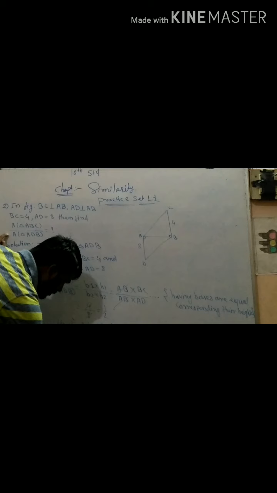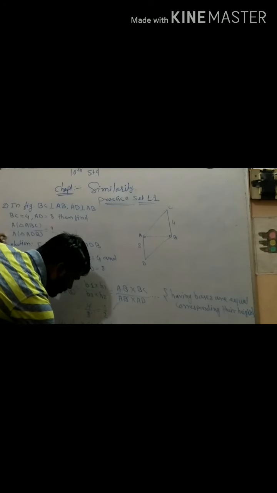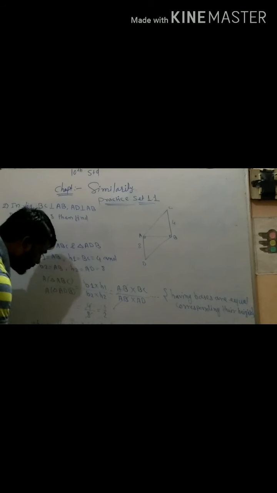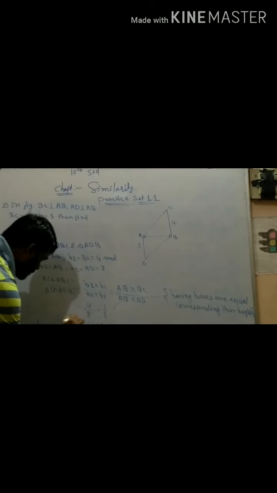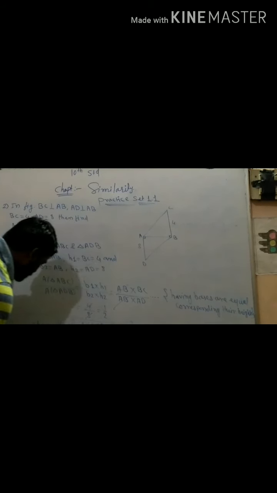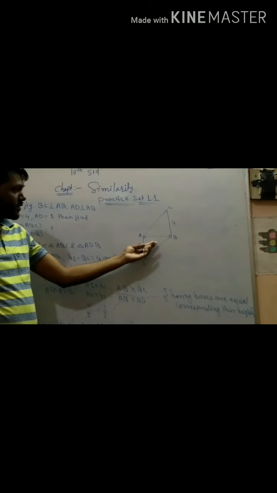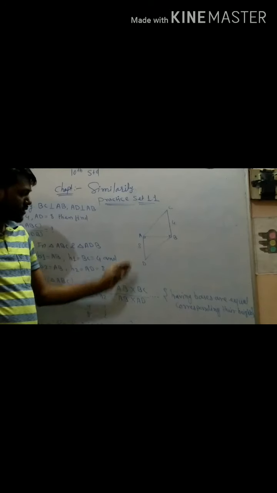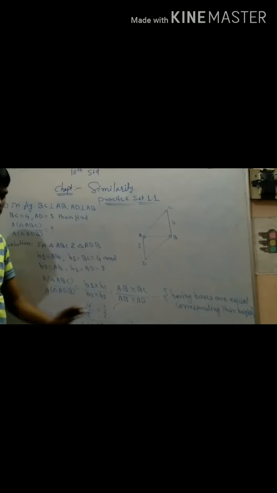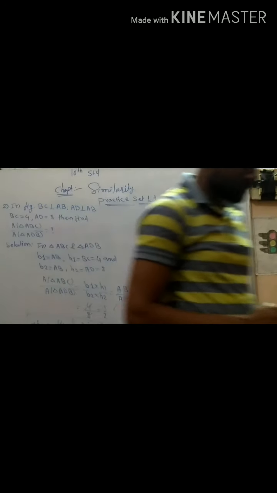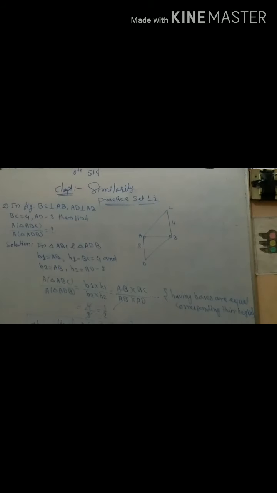I hope you will understand this problem. If you have any doubt, you can ask me. So here you put the box to indicate it is your final answer. If you know that the base is common and the height is different, that's why we get the ratio of these triangles. So bye.